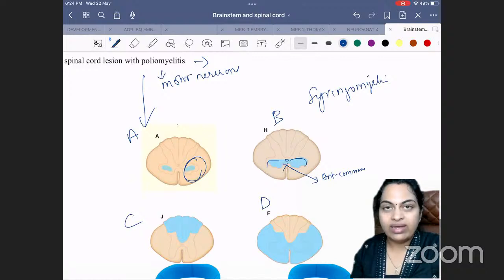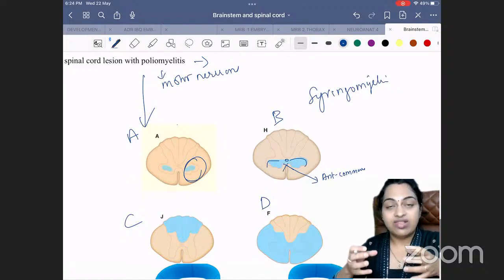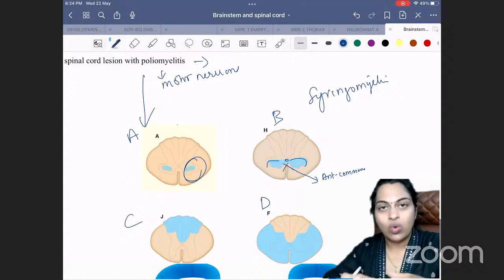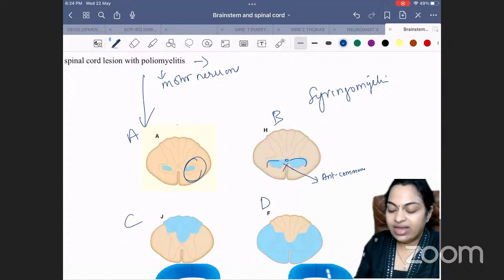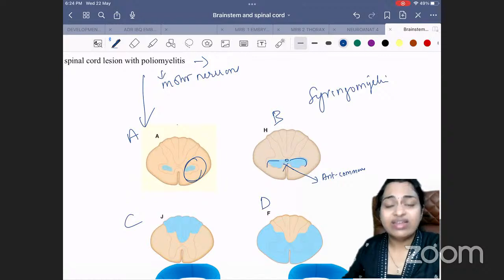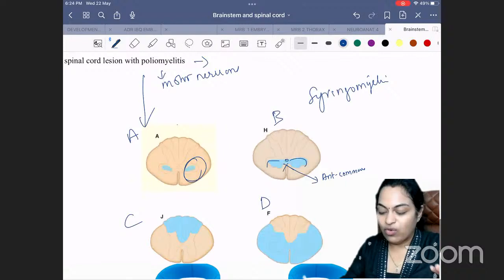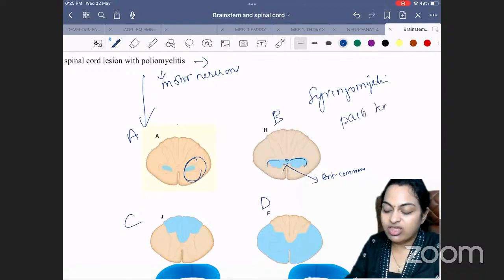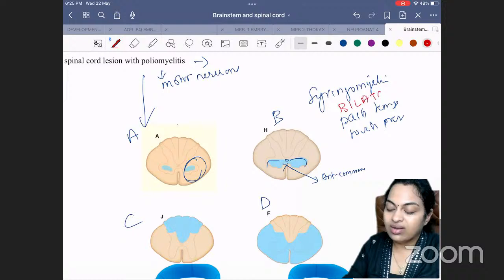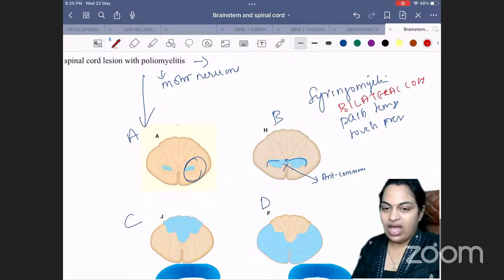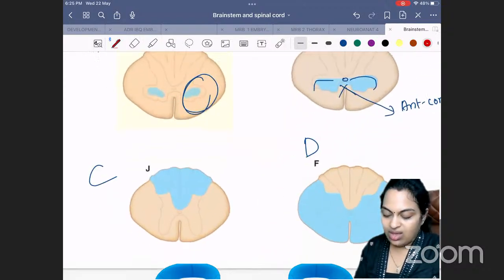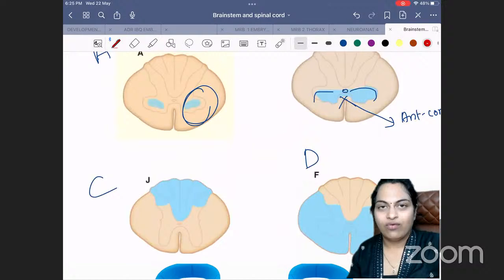What happens in syringomyelia? A cavity develops within the central canal of the spinal cord and expands, and it involves the crossing of the spinothalamic tract. So what will be lost? Of course, pain, temperature, touch, pressure, everything. But remember, because the crossing is involved, it is a bilateral loss. And then coming to this one, a few words about the blood supply of the spinal cord.